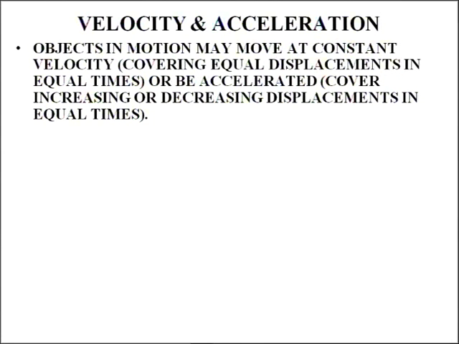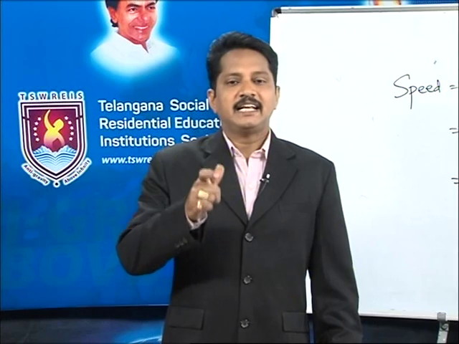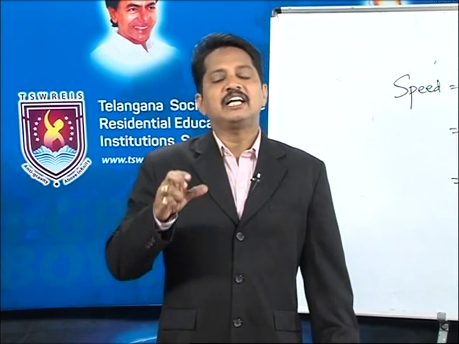Before that, I want to give some information on velocity and acceleration. An object's motion may move at a constant velocity over equal displacements in equal times, or be accelerated over increasing or decreasing displacements in equal times. Here I am using one phrase, equal displacement in equal times. Or be accelerated, means here a body is moving in equal time intervals and equal distance.